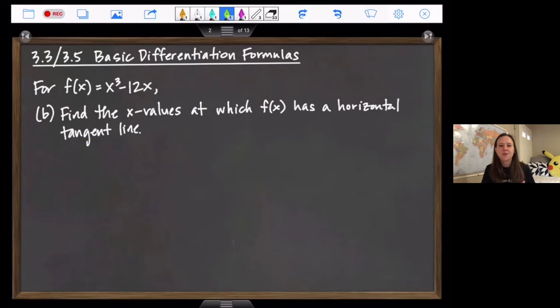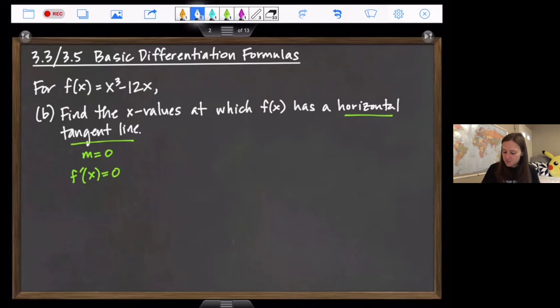Same function, different question. We're asked to find the x values at which f of x has a horizontal tangent line. All right, so let's think about using the derivative to answer this question. So a horizontal tangent line definitely the derivative can tell us about. What's special about a horizontal line is that the slope is equal to 0. But because it's a tangent line, that means that the slope is the derivative. So this is where the derivative is going to equal 0. So anytime you're asked to figure out where a function has a horizontal tangent line, you're being asked to set the derivative equal to 0.